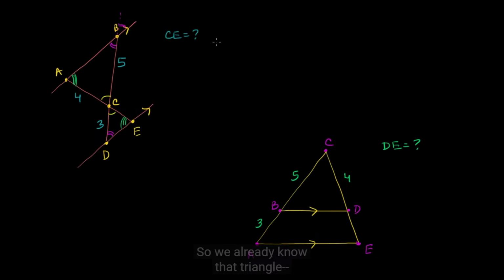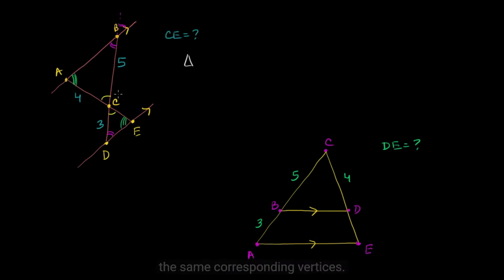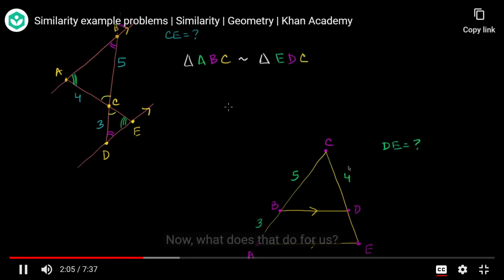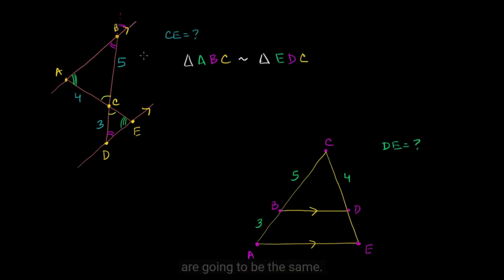So we already know that triangle, I'll try to write it, I'll color code it so that we have the same corresponding vertices, and that's really important to know what is similar: triangle ABC is similar to triangle EDC. Now, what does that do for us? Well, that tells us that the ratios of corresponding sides are going to be the same.